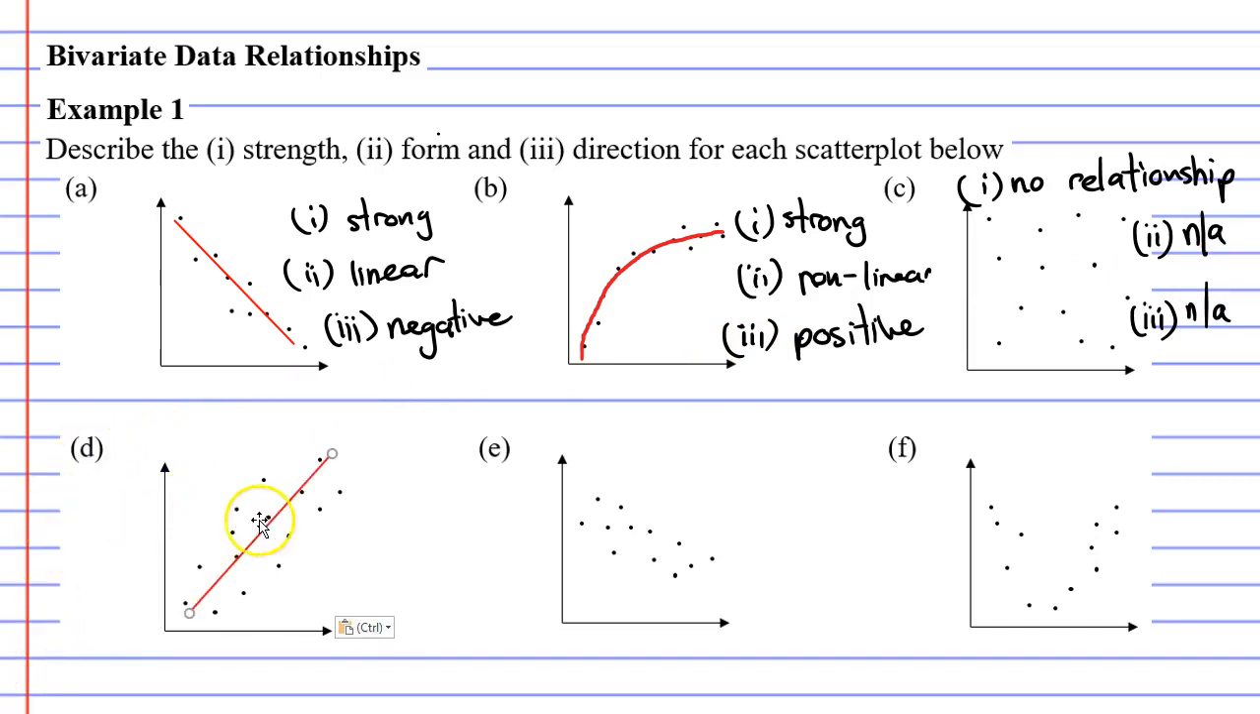Alright, moving on to question D now. I can see that my line of best fit would go about here. So there is a relationship, but it's not very strong. I would say that this has a weak relationship. And for part 2, the form, it's linear, it's a straight line. And for part 3, the direction, we can see that as we move to the right, it's going up, meaning it's positive.